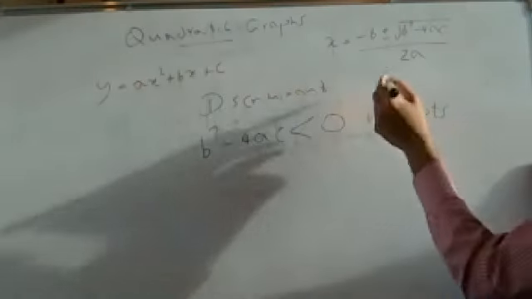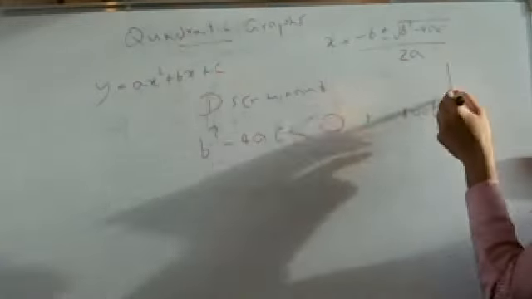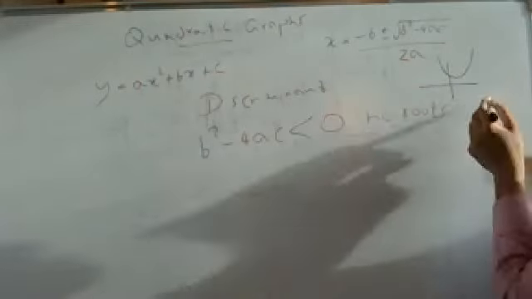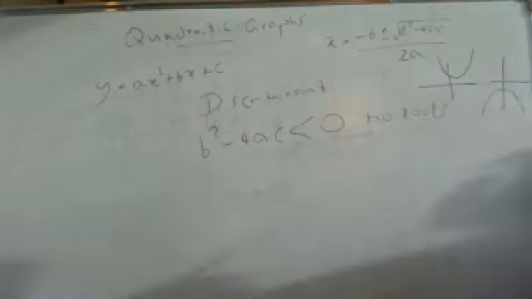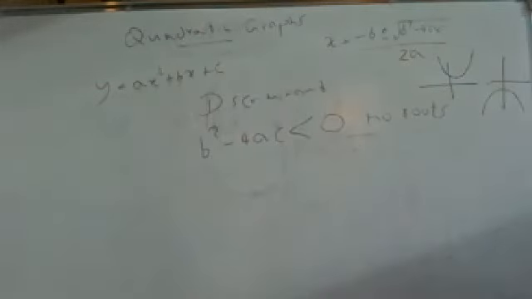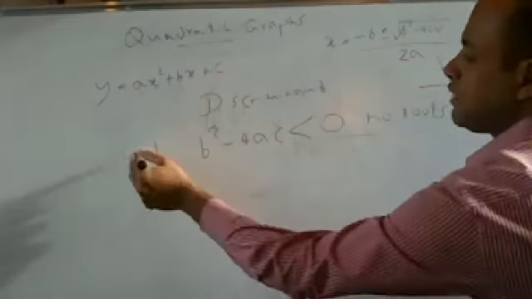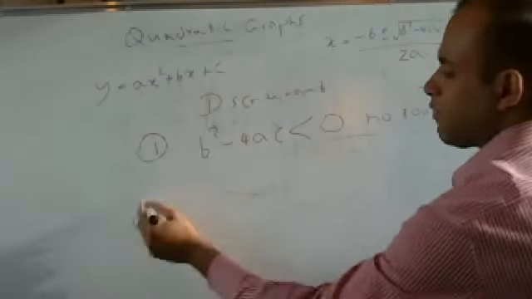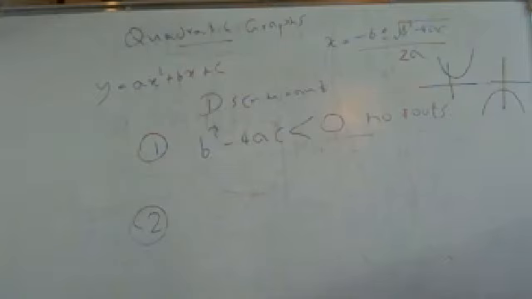So it could be something like this. It could be either like this or like that. You can see in both cases the graph does not cross the x-axis. So that's the first type of graph you can get using the discriminant.